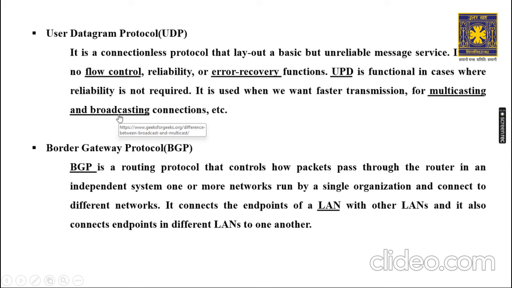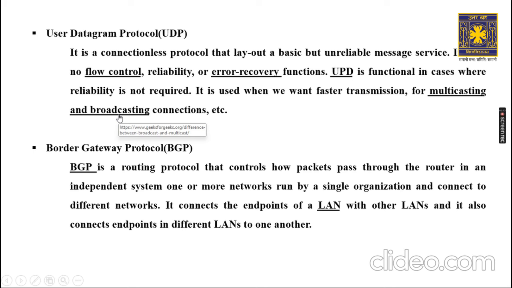Flow control means if you are sending a message at some speed, the receiver will be able to receive that message at that speed. That is flow control. So it is not dealing with any flow control. It is not dealing with any reliability. Reliability means the concept of acknowledgement is not there. Error recovery functions are not there.